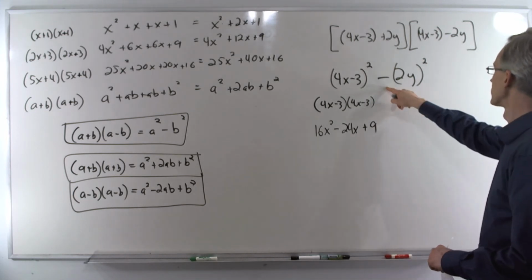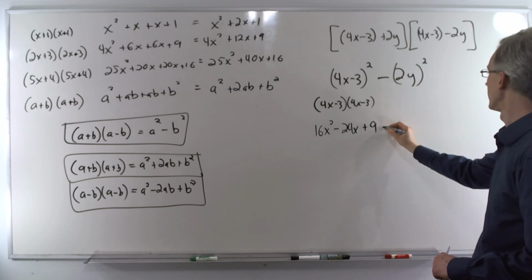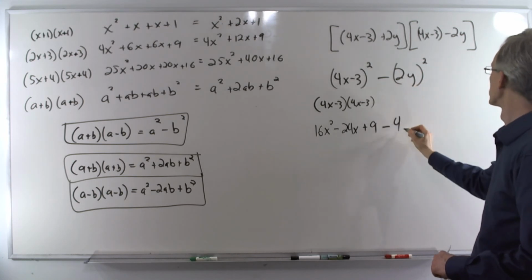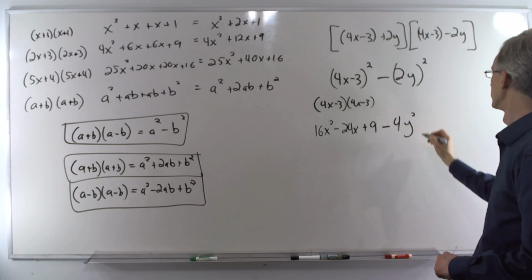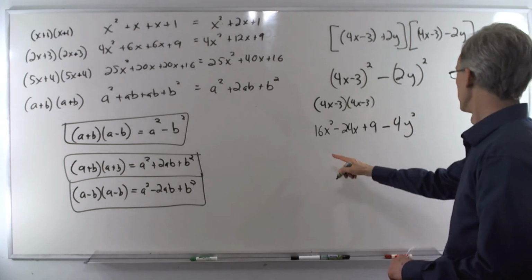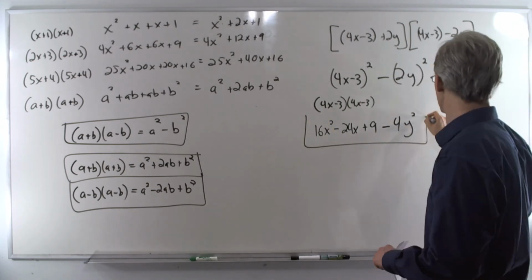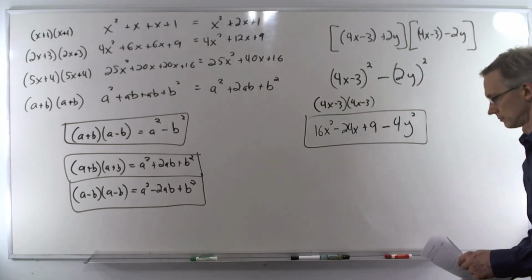All right, now over here, we're subtracting 2y squared. Square the 2 to get 4. Square the y to get y squared. We can't combine any terms here, no like terms, so that's the answer.